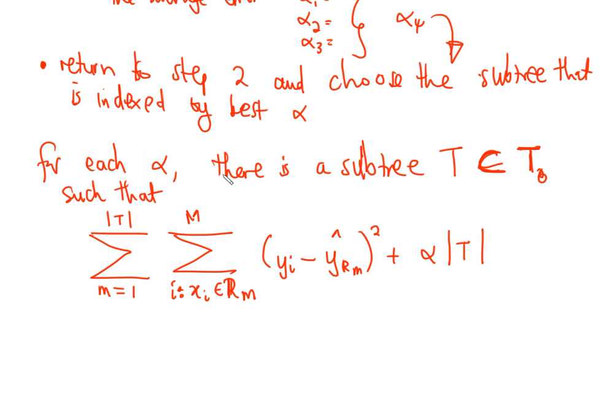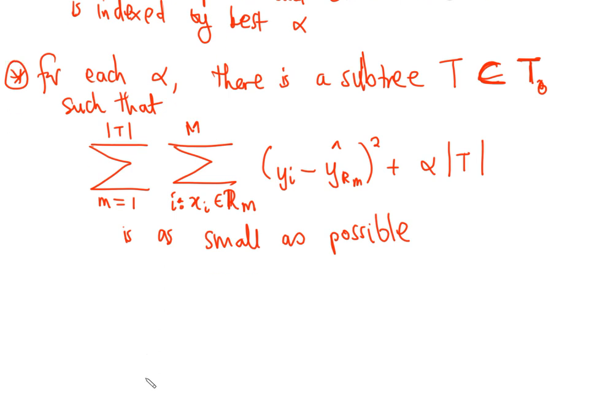So for each alpha there's a subtree such that this is as small as possible. This is just as small as possible, right? Cool. So let's explain what the symbols mean. What this one here basically just means the number of terminal nodes. It's the number of terminal nodes of tree T.